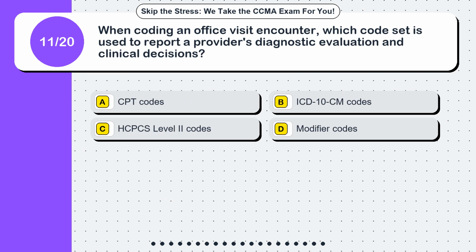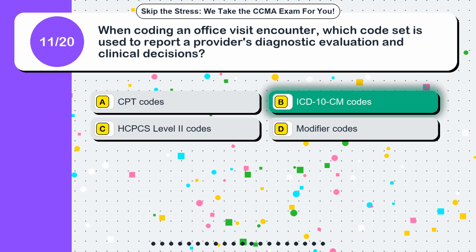Question 11. When coding an office visit encounter, which code set is used to report a provider's diagnostic evaluation and clinical decisions? Option A, CPT codes. Option B, ICD-10-CM codes. Option C, HCPCS Level 2 codes. Option D, modifier codes. The correct answer is option B.